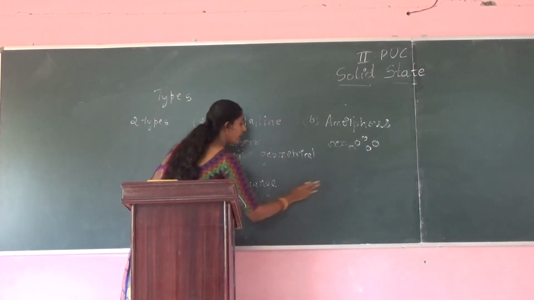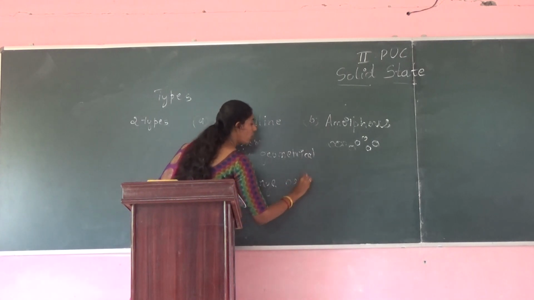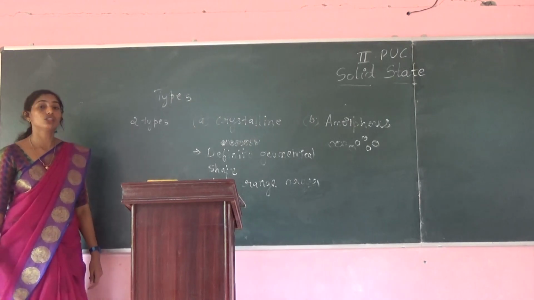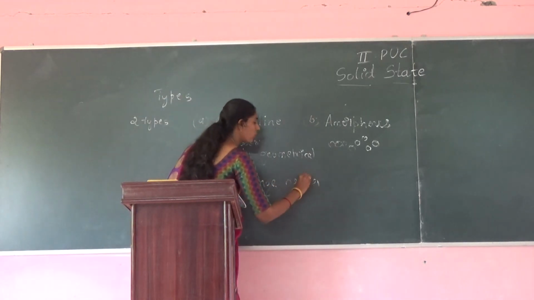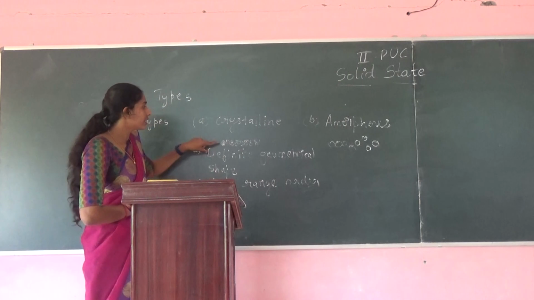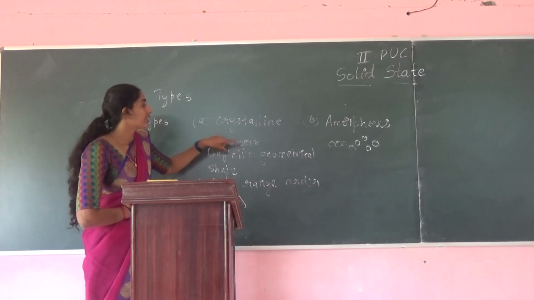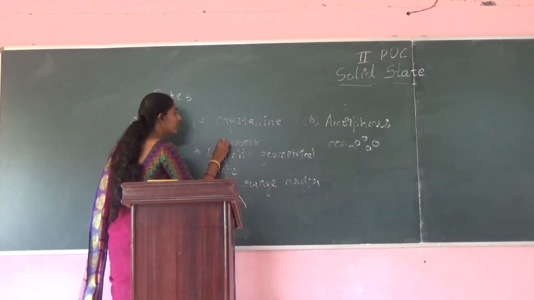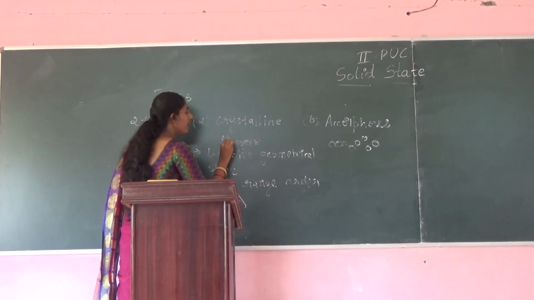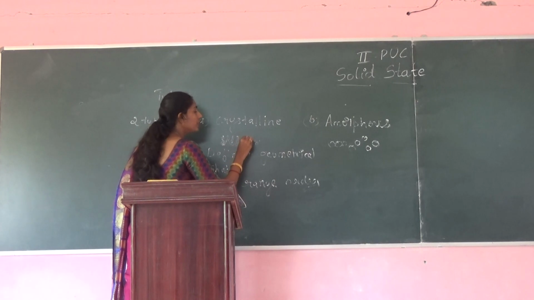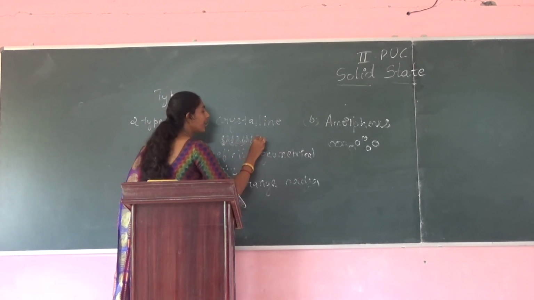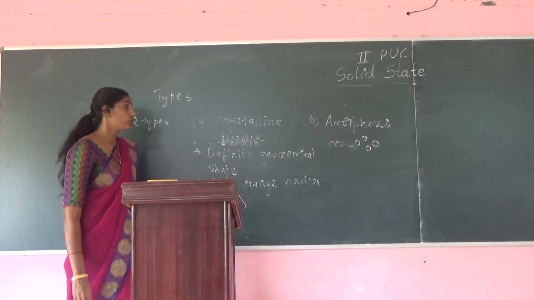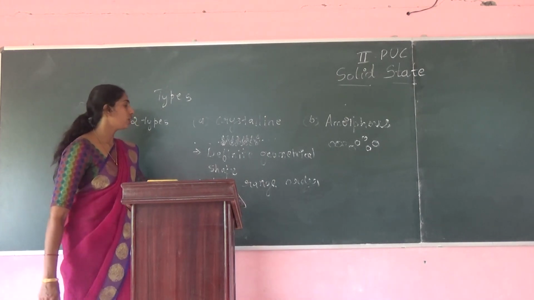Particles are usually having long range order. What is a long range order? As I said already, here the particles are repeated again and again throughout the solid many times. If I write this is A, this is B, again A, B, that repetition can be observed throughout the solid many times. Therefore it is usually having the long range order.